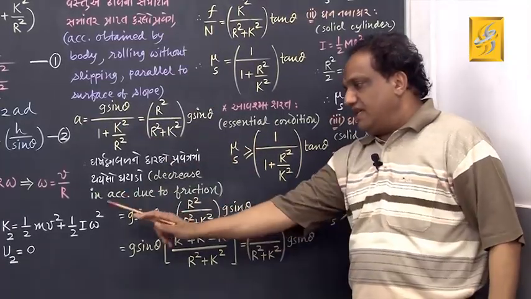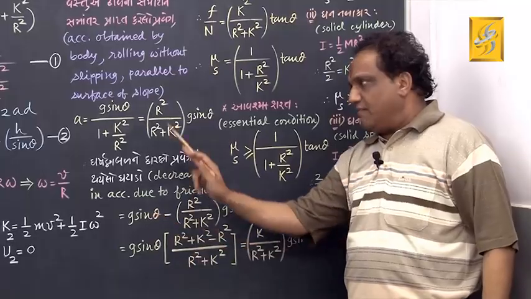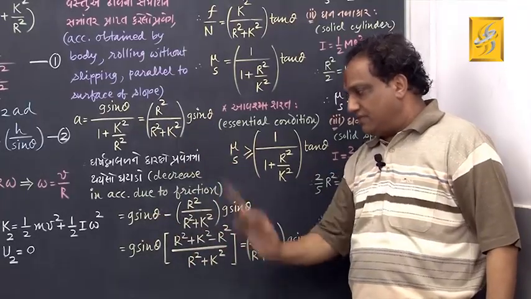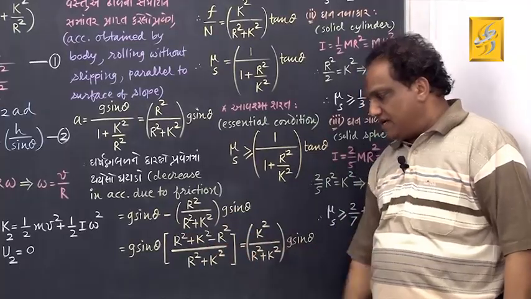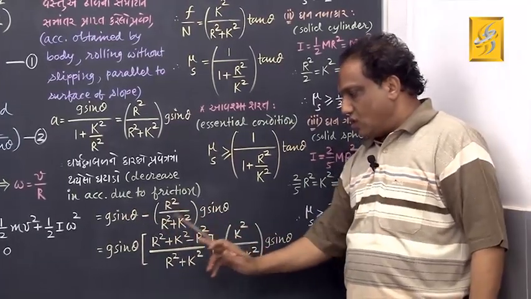So what is the decrease in acceleration? It will be g sin theta minus this. Come on, subtract this from this: g sin theta minus R square upon R square plus K square into g sin theta. Take g sin theta common.